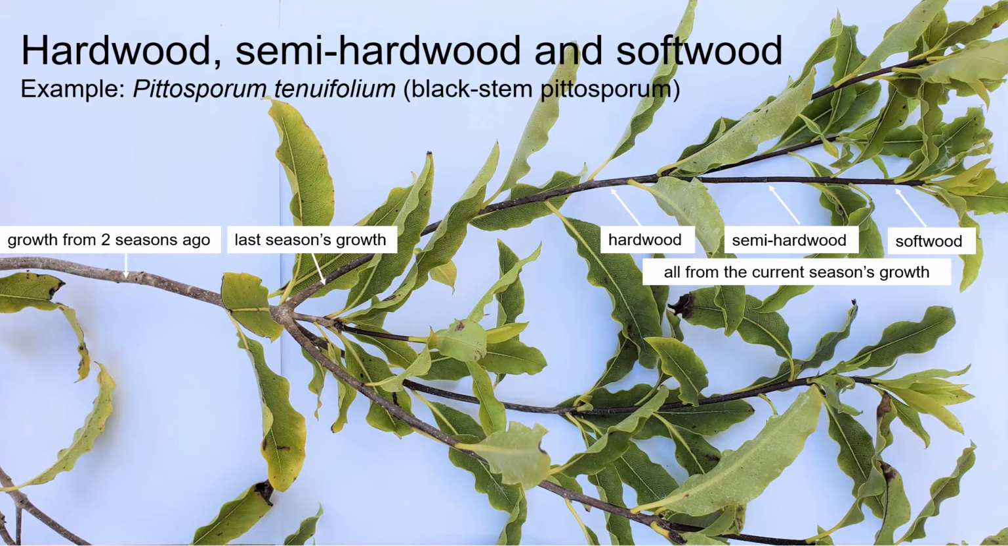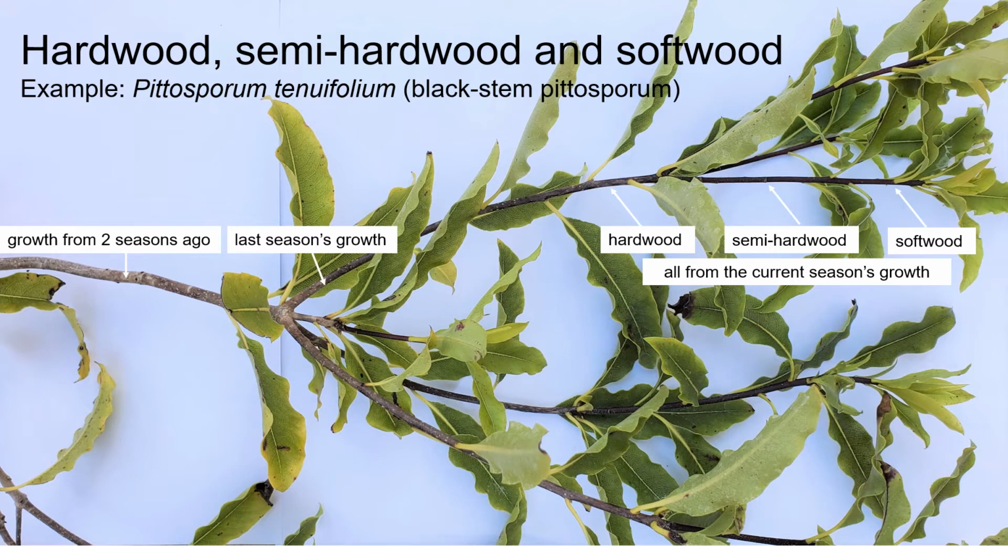In the photo here, you can see a section of stem that's about 2 feet long from black stem Pittosporum, which is an evergreen shrub native to New Zealand. And you see it used a lot around Santa Cruz and Monterey counties, particularly as a hedge. The stem here has been turned on its side in order to show more of it in greater detail.